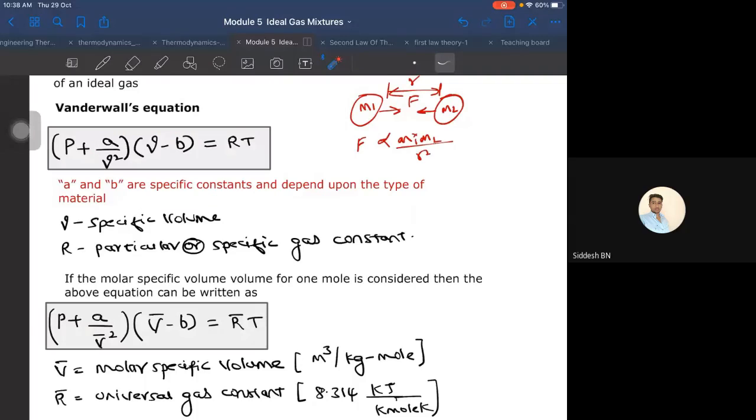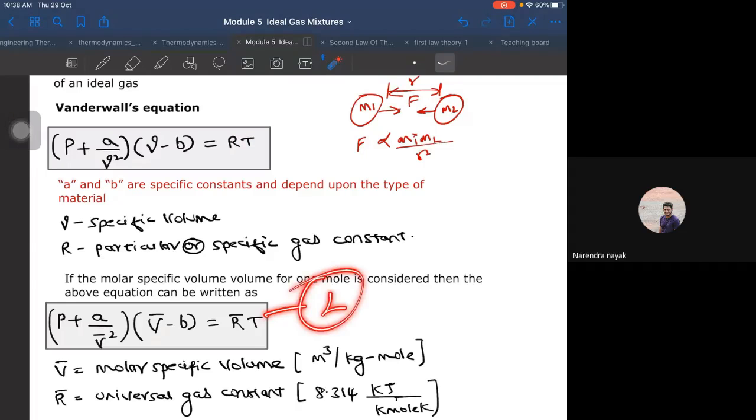Now, what is R? Universal gas constant. Specific gas constant. Siddesh, then what is R dash? R is the specific gas constant. R dash is the universal gas constant. Remember this. Now, what is T? Temperature. Very good. Now, go with the second equation, Siddesh.